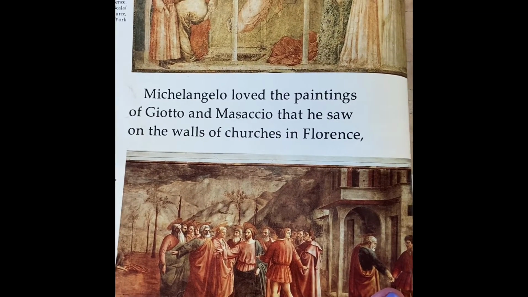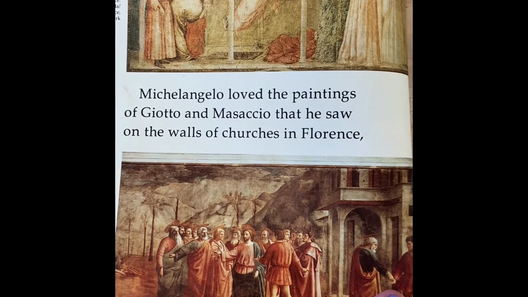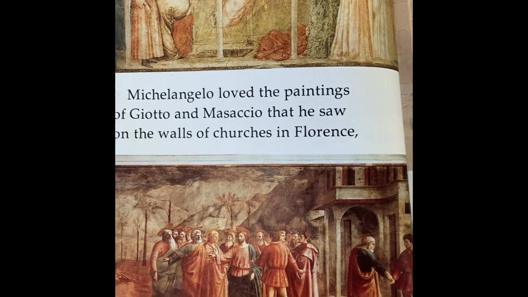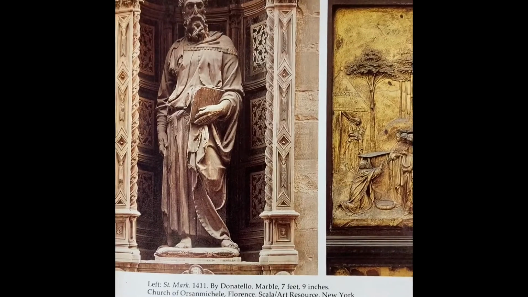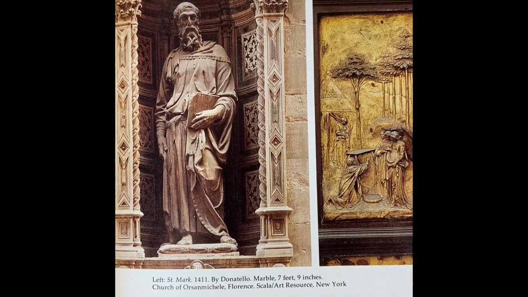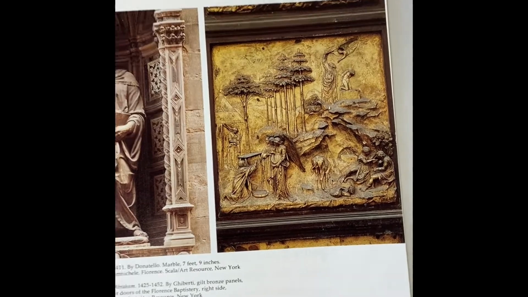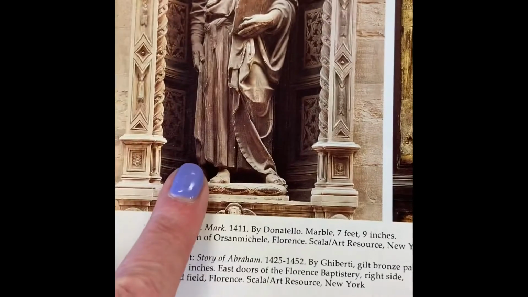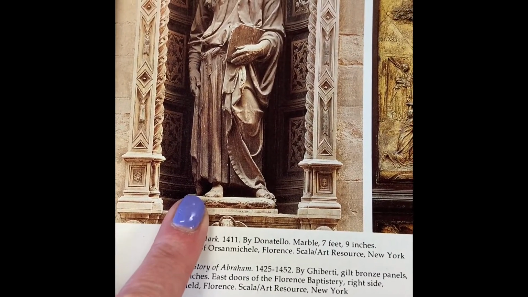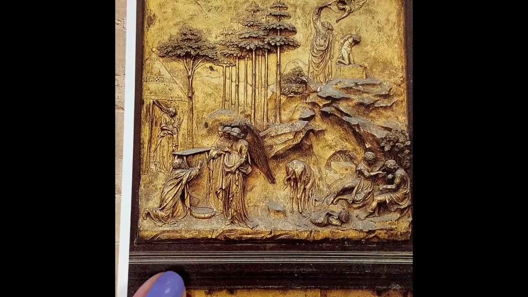Michelangelo loved paintings of Giotto and Masaccio that he saw on the walls of the churches of Florence. Pretty realistic. And he also admired the sculptures of Donatello and Ghiberti. These artists lived and worked in Florence before Michelangelo was even born. This is a 3D statue, which means it's carved all the way around. And this is called a relief, which is carved just on the front side.